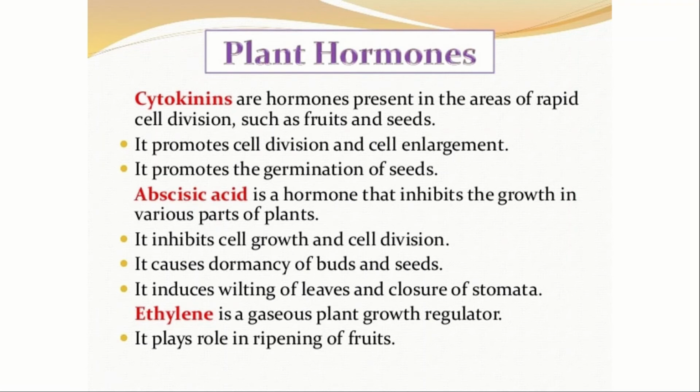How much the flower should bloom and how much the seeds should grow, all these things are decided by abscisic acid. It induces wilting of leaves and closure of stomata. So this stunting of growth and everything is done by abscisic acid.